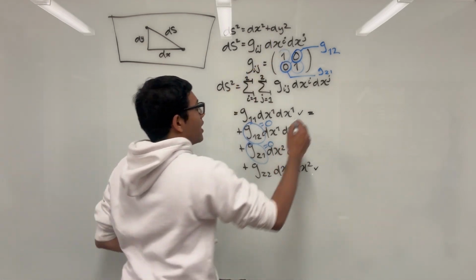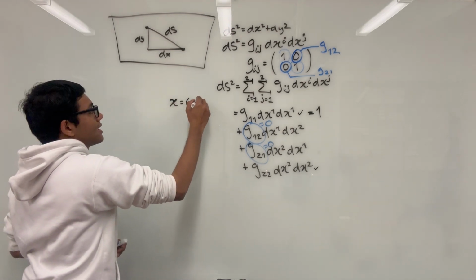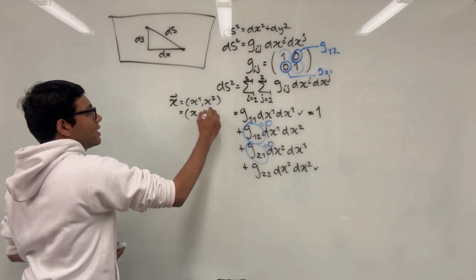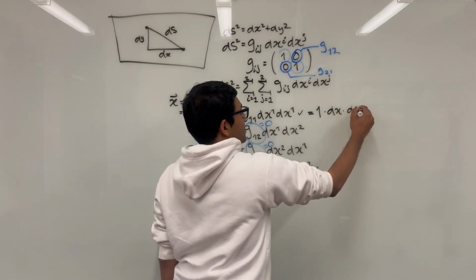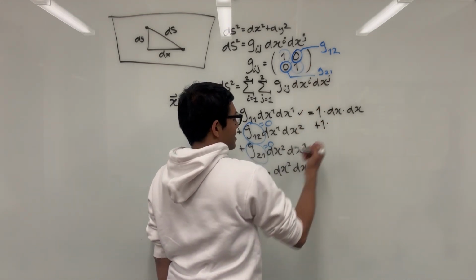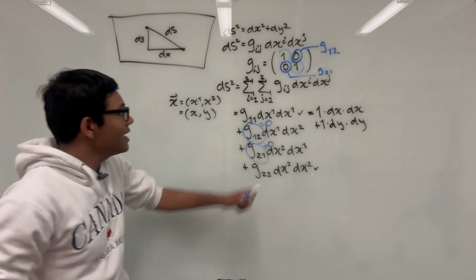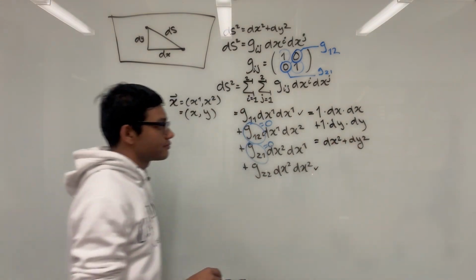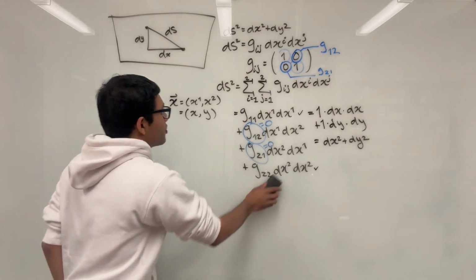g_11 is simply 1, so I have 1. And then what is dx^1? Well, remember, x is some vector composed of x^1 and x^2, where x^1 is x and x^2 is y. So g_11 times dx^1 dx^1 is dx dx, plus g_22, which is also 1, times dx^2 dx^2, which is dy dy. And so you can see that ds squared is really just dx squared plus dy squared. These two are just two sides of the same coin. A rose is still a rose by any other name.